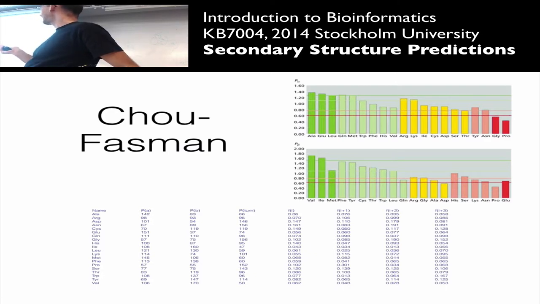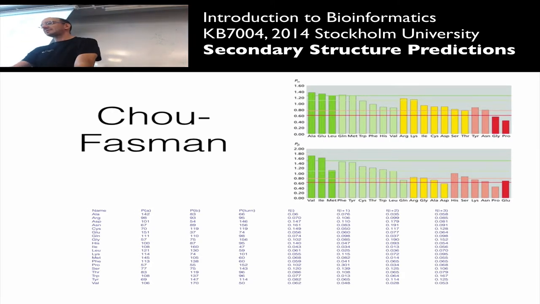Glycine has a very high chance of being in a turn, and proline also has a very high chance of being in a turn. And actually serine also. So you have this. So you can get all these numbers.